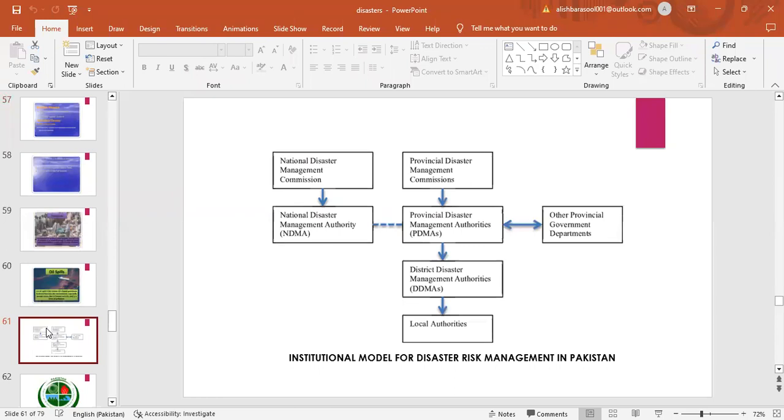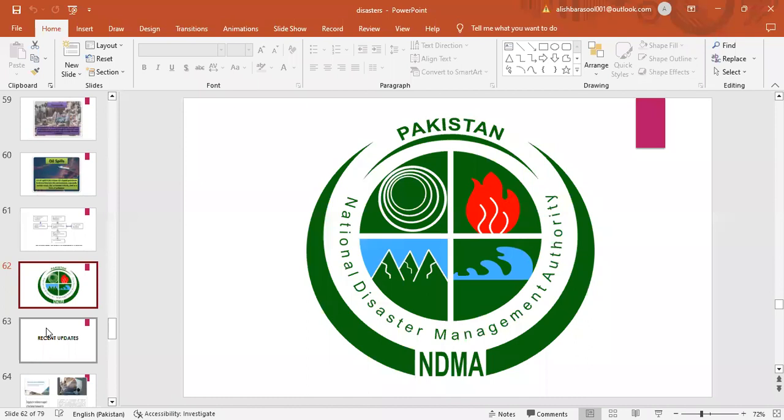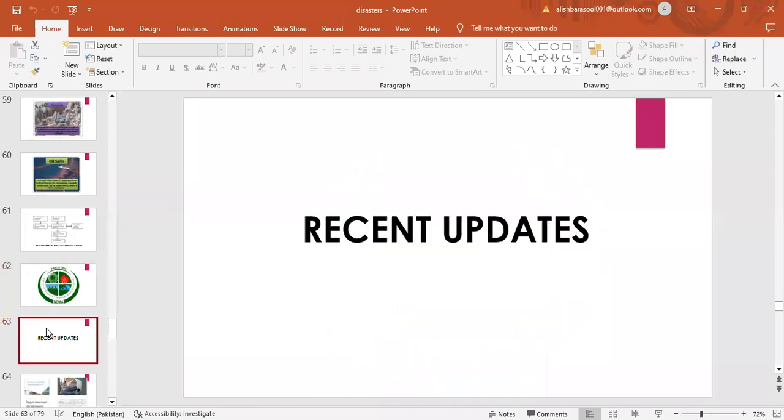Institutional model for disaster risk management in Pakistan: National Disaster Management Commission, National Disaster Management Authority, Provincial Disaster Management Authorities, District Disaster Management Authorities, local authorities. Pakistan National Disaster Management Authority, NDMA.